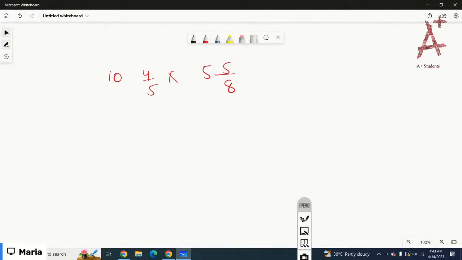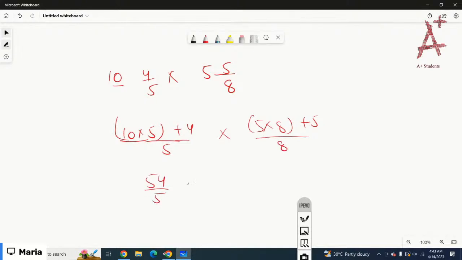First of all, you have to convert these mixed numbers to improper fractions. Got it? We already know how to do them. Multiply 10 times 5 plus 4 over 5. Same thing you have to do with this one: 5 times 8 plus 5 over 8. It would be 10 times 5 is 50 plus 4, 54 over 5, times 5 times 8 is 40 and 5, 45 over 8. Got it?